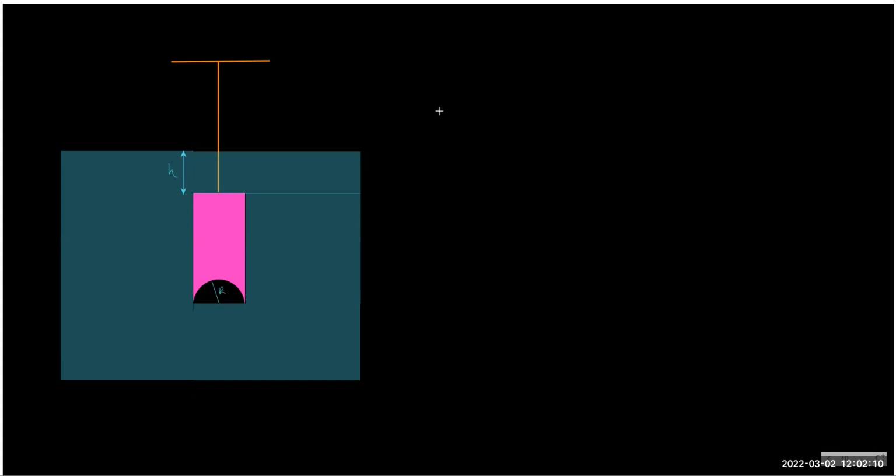And the height of the entire cylinder is given. Now the question is interesting. As you can see, it's completely submerged in the liquid. The question is, what is the force due to liquid at the bottom only? Find the force at the bottom of the cylinder due to liquid.